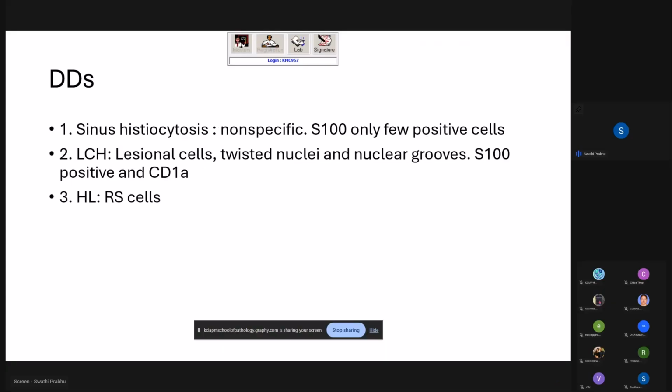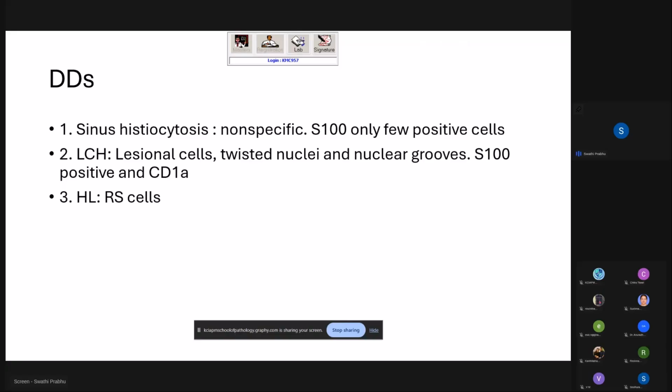So the DDs will be, first, if there is an unexplained lymphadenopathy, say there is no tumor, we have to search for other causes of reactive lymphadenopathy. For example, we had two cases, that is toxoplasma, and in this case Rosai-Dorfman. And one more important thing is S100: if it is a reactive lymph node, S100 will be positive in only a few cells, whereas in Rosai-Dorfman, all the sinus histiocytes will be positive for S100.